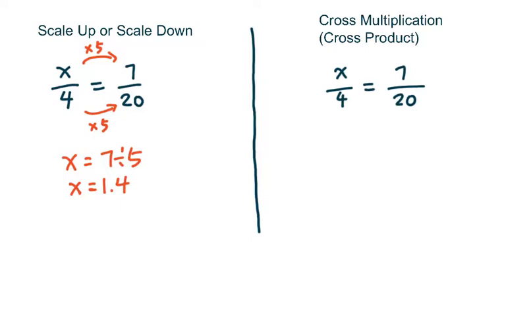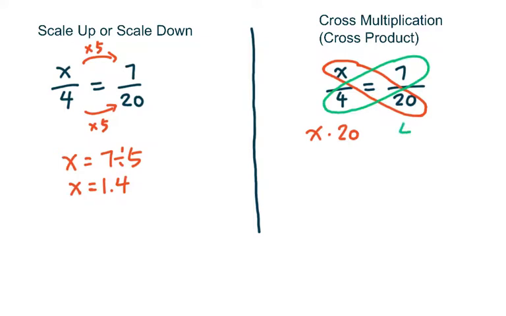In this case, I want to first cross multiply x and 20, and I write x times 20 on the left. And then I will cross multiply 4 and 7. So I write 4 times 7 on the right side. Then I bring down the equal sign in the middle. Usually we want to write the number in the front and the variable after that. So instead I will write 20 times x or 20x. 20 is called the coefficient in this case.